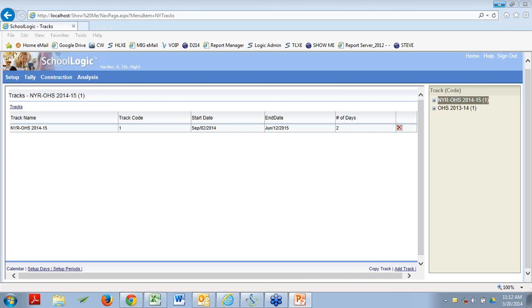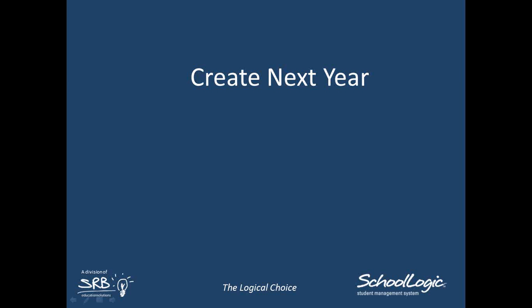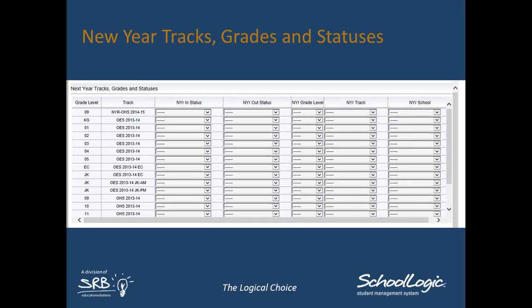And I'm sure that the vast majority of you guys have already done that. You used the system to create next year, and during that process, you created valid next year tracks. Now we're getting down to what I really want to discuss today, which is this screen, next year tracks, grades, and statuses. We know at SchoolLogic that if a certain series of events happens on this screen, you will end up with, potentially, tons of blank records after you do your demographic rollover this summer.